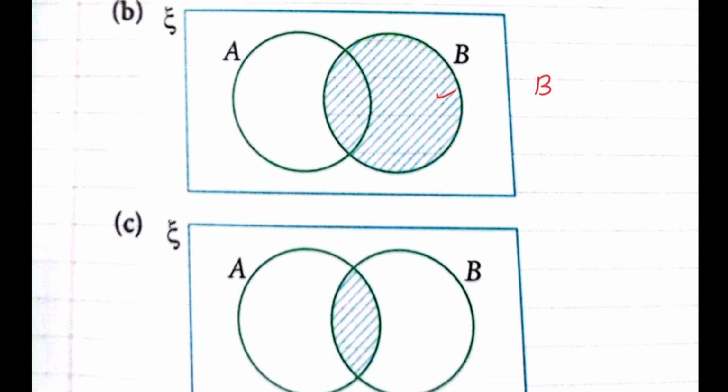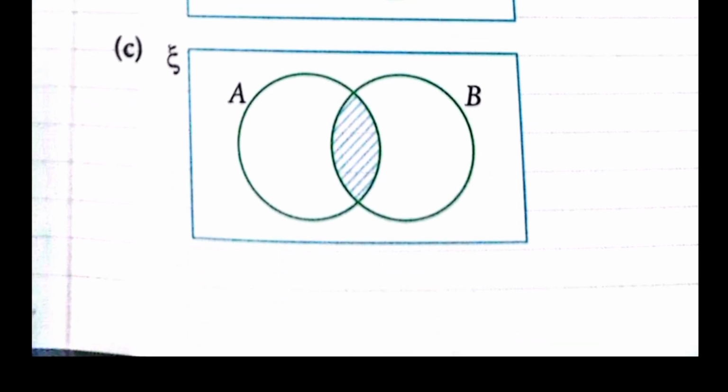In part C, you can see here the intersecting area of both circles is shaded. So this represents the intersection of two sets A and B. So its answer is A intersection B.